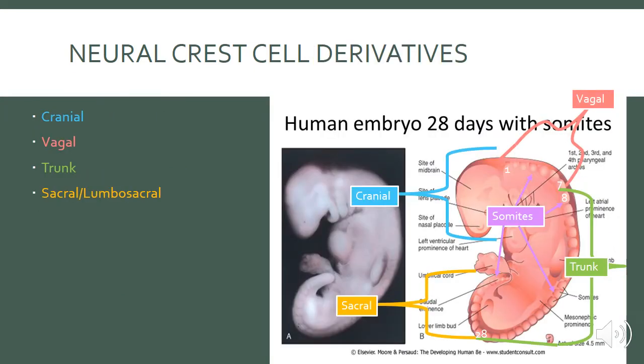So what kind of tissue a neural crest cell becomes is based on where it starts. So we sort of subdivide the neural crest cells into regions of origin: cranial, vagal, trunk, sacral, and then the somites are buds of tissue along the spine of the embryo.